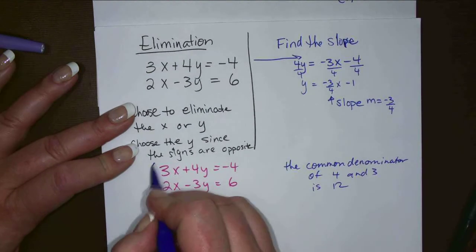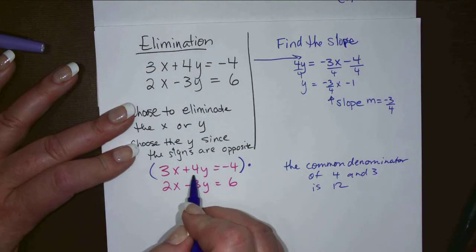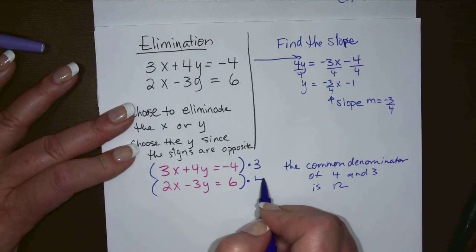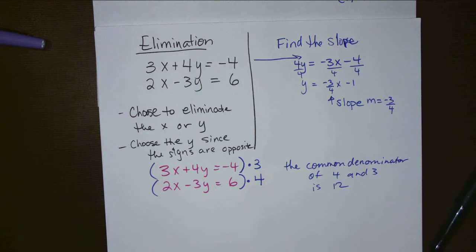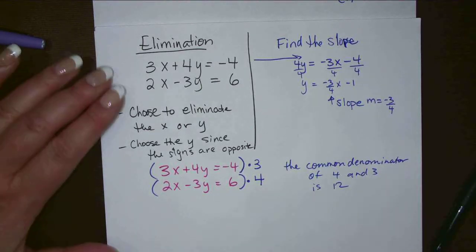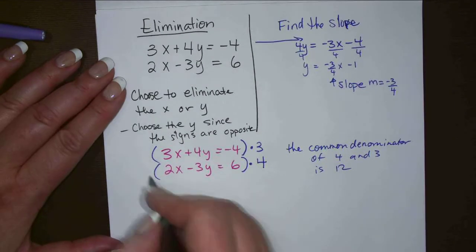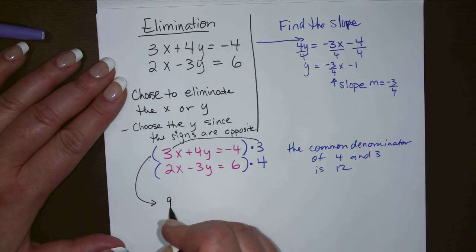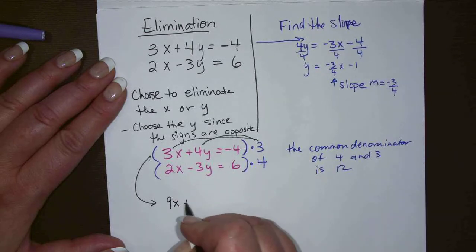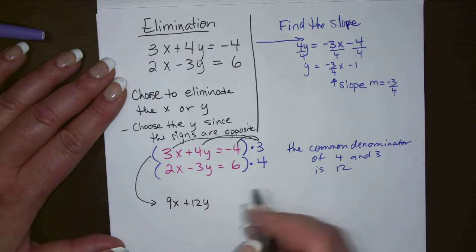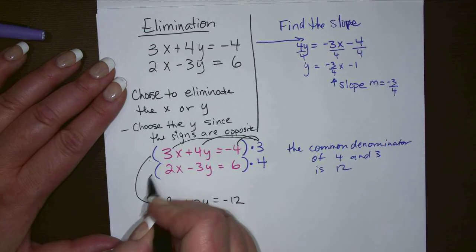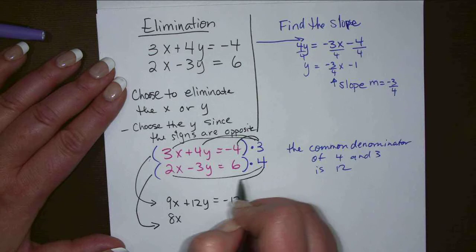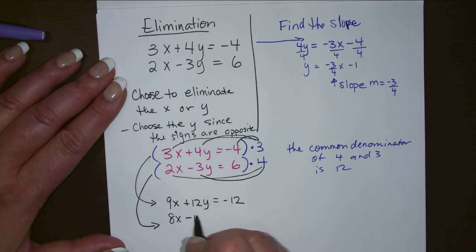So I'm going to multiply this first one by, what can make that a 12? 3. And I'm going to multiply the second equation by 4. They'll have the opposite sign, but the same number in front of them. So we rewrite the first one: 3 times 3 is 9x, 3 times 4, 12y, and 3 times negative 4, negative 12. And then our second equation, 4 times 2, 4 times negative 3, and 4 times 6.